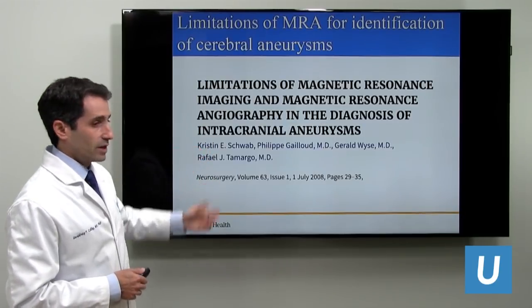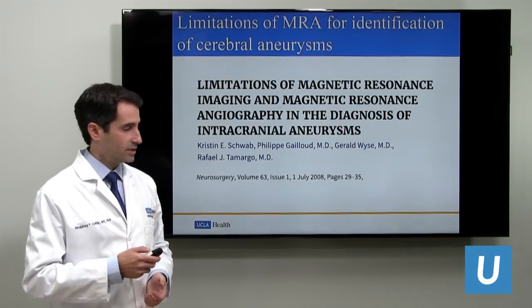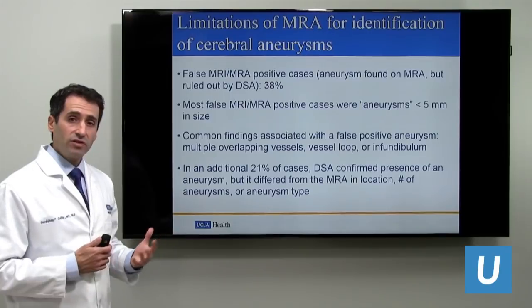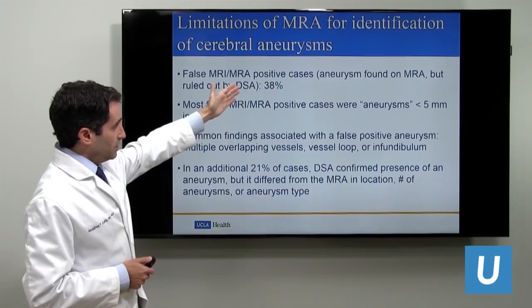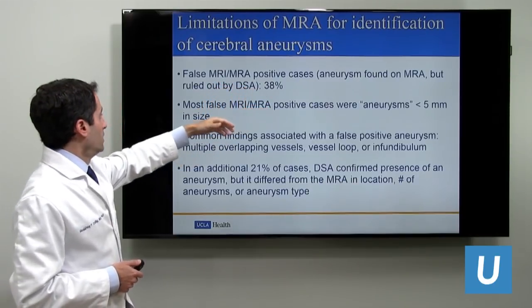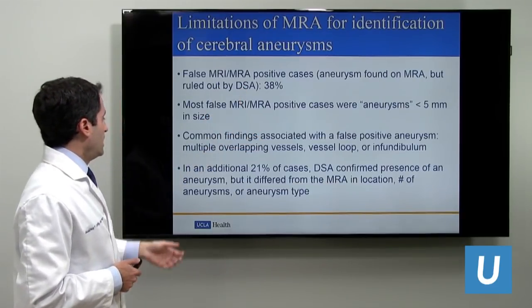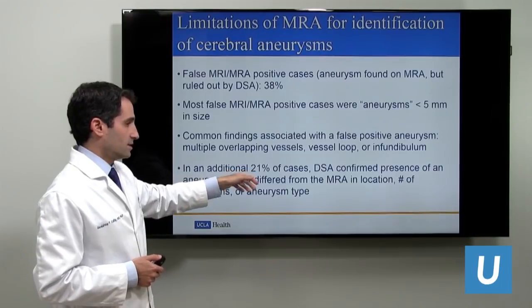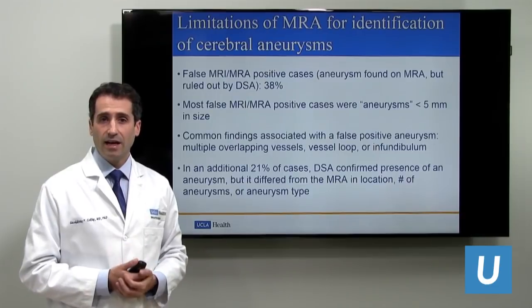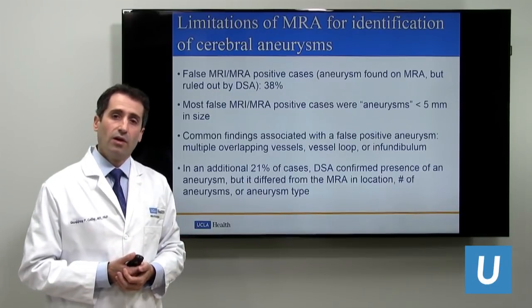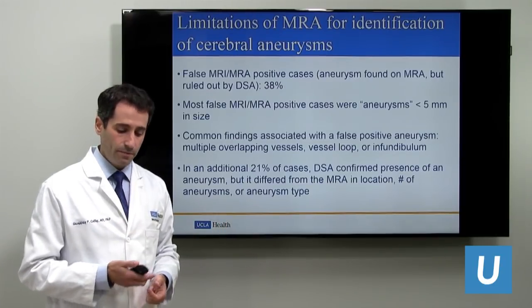So here's again a paper that was put out by my colleagues at Johns Hopkins looking at the accuracy of MRA in detecting aneurysms. And they found, again, a similar situation where, in this case, false MRA positive cases, meaning aneurysms found on an MRA but ruled out by subsequent imaging studies, were as high as 38%. And in an additional 21% of these cases, the MRA may have seen an aneurysm, but either the location of that aneurysm, its association with branches, or the number of aneurysms found was different when further imaging studies were done.